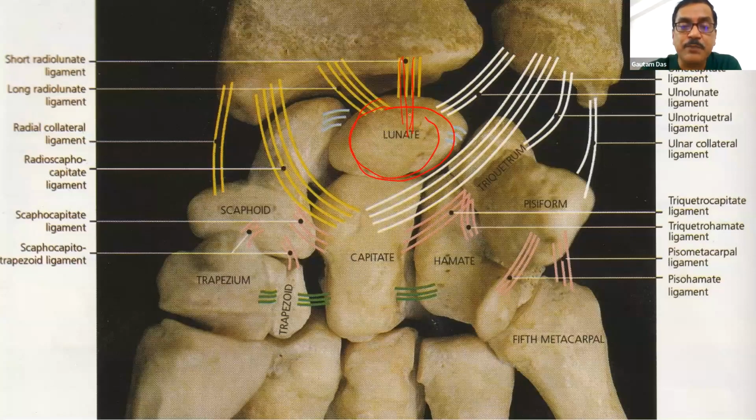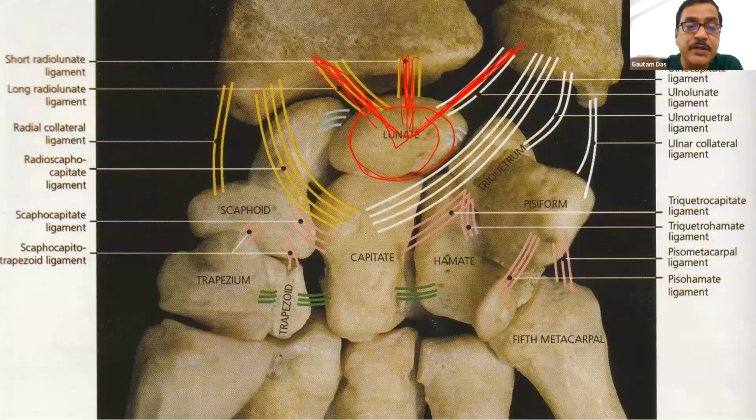Now, just after the lunate, what is there? We have the capitate, and this is forming a larger V. So how is it forming a larger V? Again, these are the ligaments which come from the radius to the capitate. But to come from the radius to the capitate, it has to cross the scaphoid as well. So what is the name of the ligament?